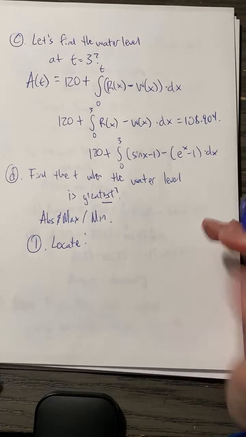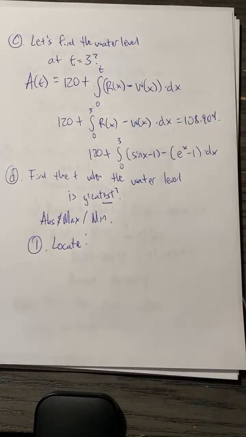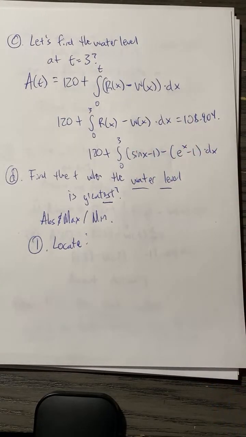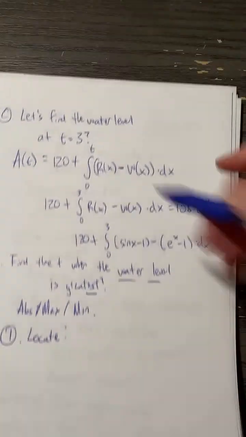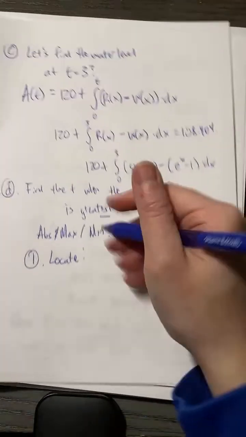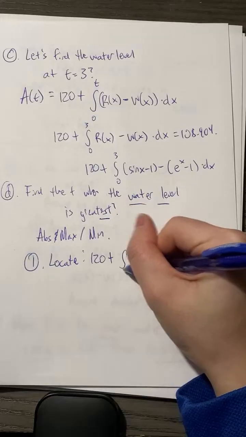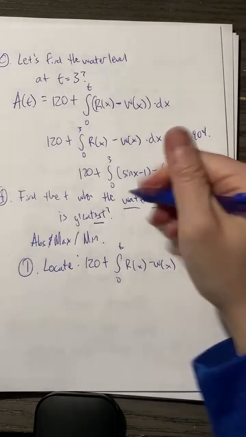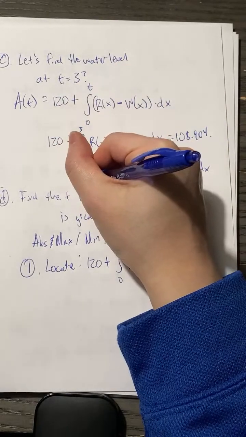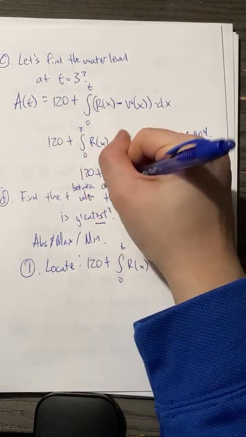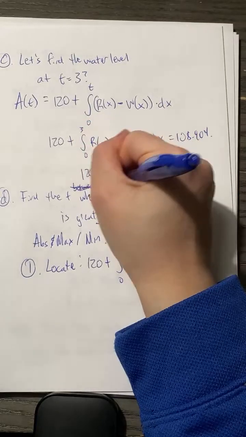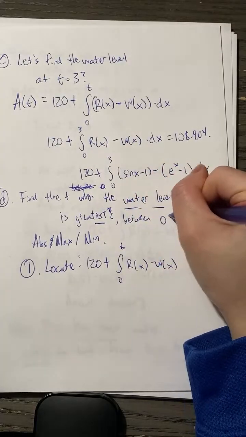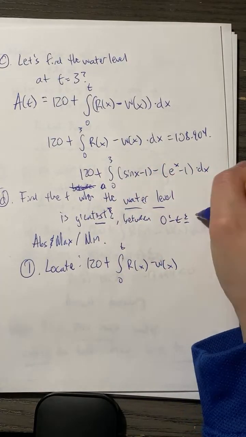But in rate in, rate out FRQs, it's going to be the amount formula, because we want to find the time when the water level is greatest or highest. So it's the same formula we've been talking about earlier: 120 plus the integral from 0 to t of r of x minus w of x. We actually should have an interval. So let's say find the time between 0 and 3. Because we're doing the closed interval method, we need endpoints.